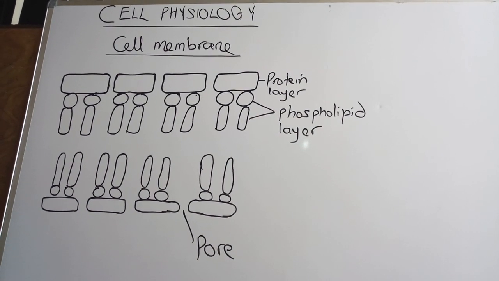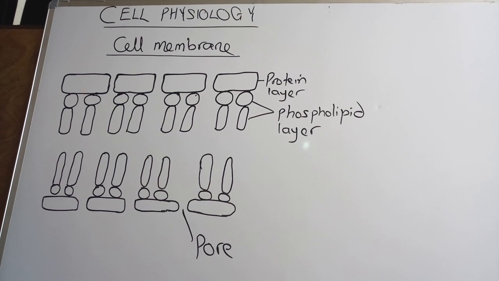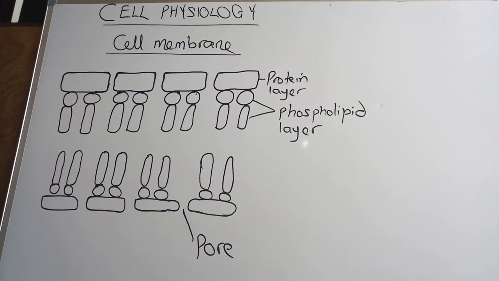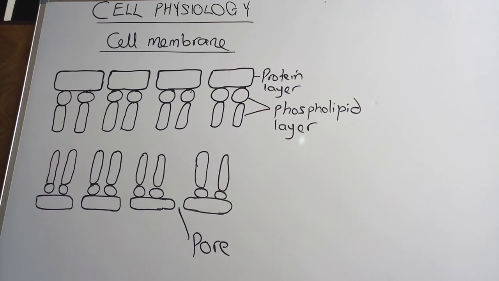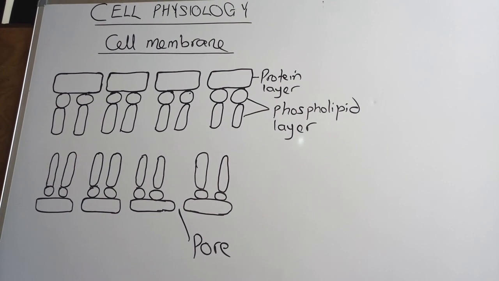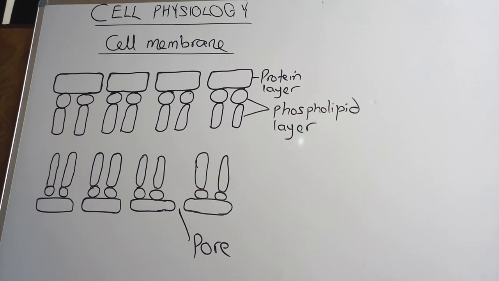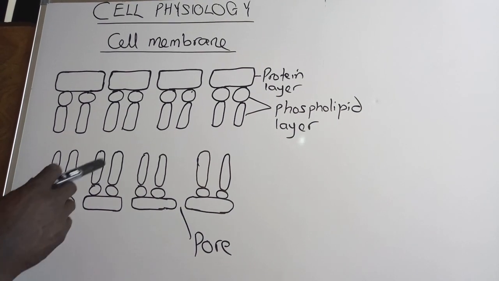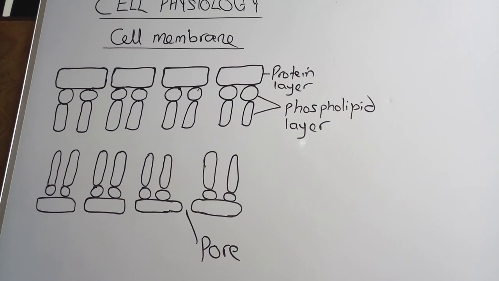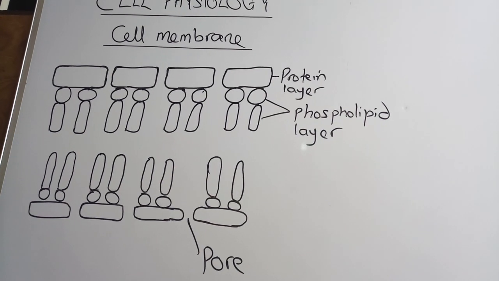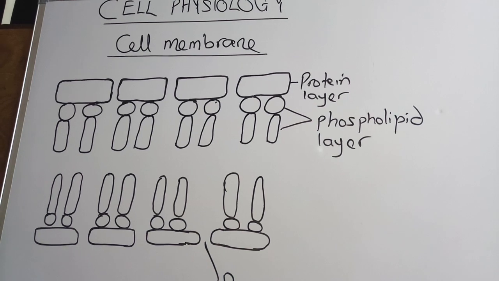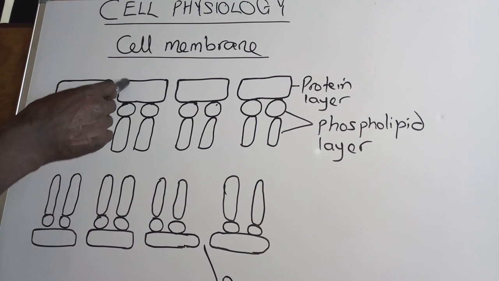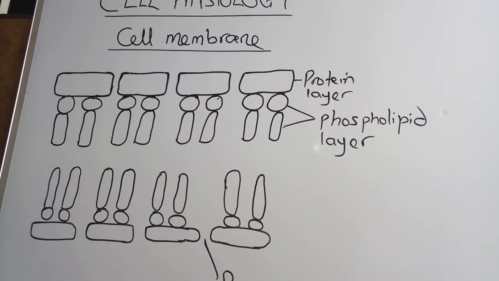So as far as movement of substances into and out of a cell is concerned, we will have to look at the structure of a cell membrane and how it controls movement of substances into and out of the cell. On this particular diagram that I've drawn, we have two layers of a cell membrane. That means a cell membrane has an upper layer and a lower layer.